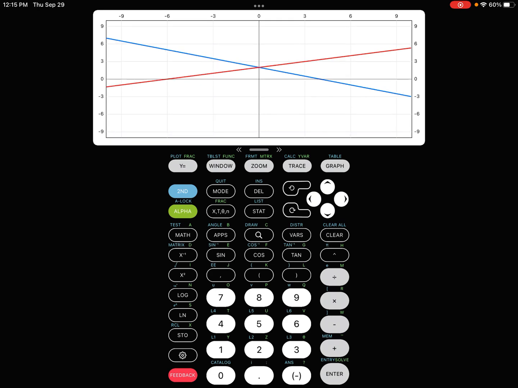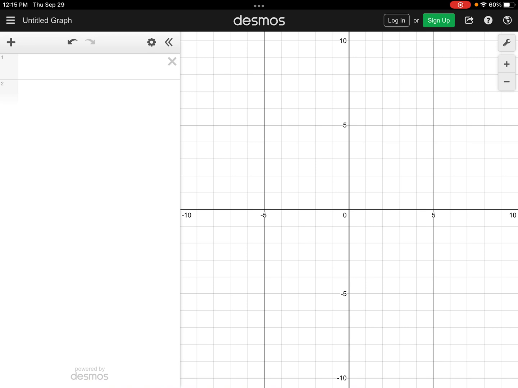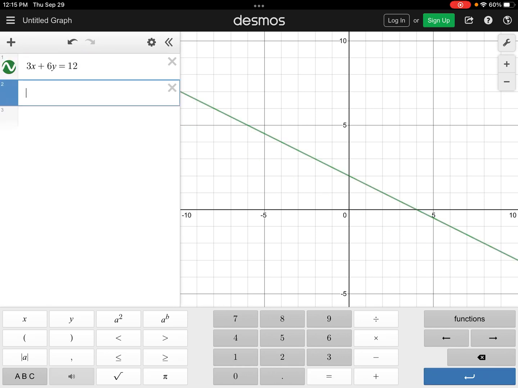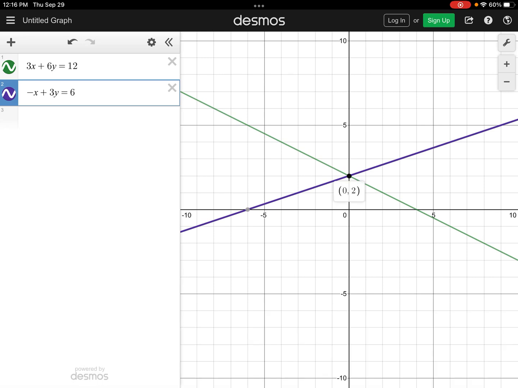Another way you can do this is by actually going to Desmos. The nice thing about Desmos is that you don't have to solve for y. You can really just type in 3x plus 6y equals 12. And then our other equation was negative x plus 3y equals 6. And now we can look for that intersection point again. If you just tap where it's intersecting, boom, it tells you on the screen what that ordered pair is, 0, 2.